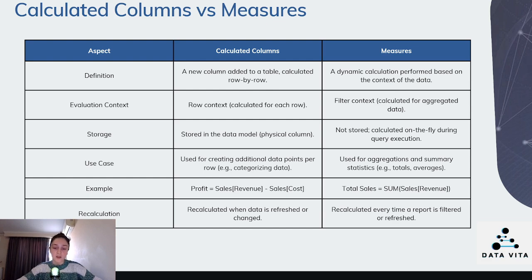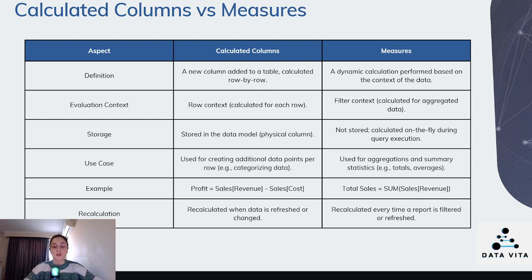Unlike calculated columns, measures are not stored in the data model. Instead, they are calculated on the fly when the data is queried or visualized. Measures do not take any additional storage space in your data model, and they are recalculated every time the data is filtered or refreshed. This allows measures to handle aggregations and dynamic calculations efficiently.